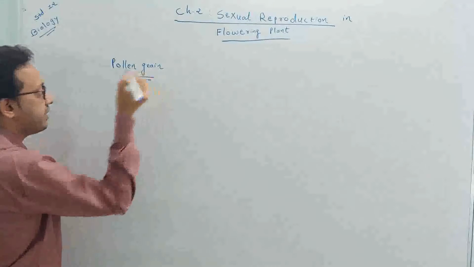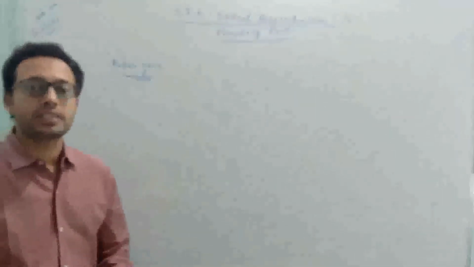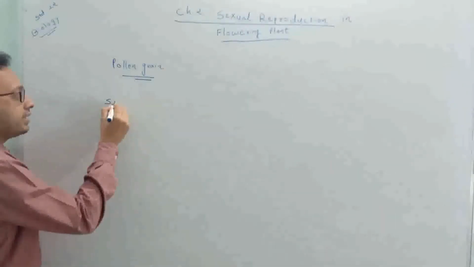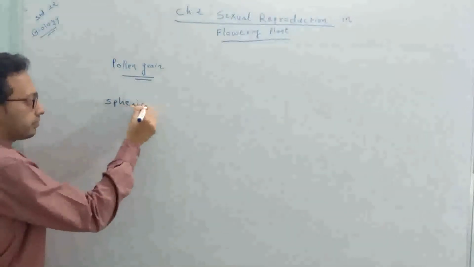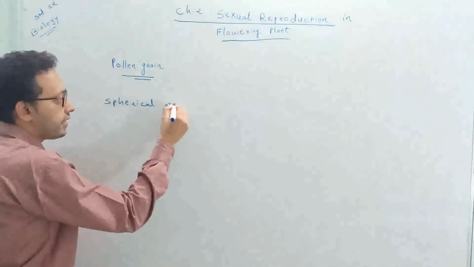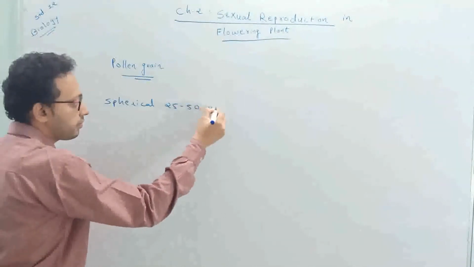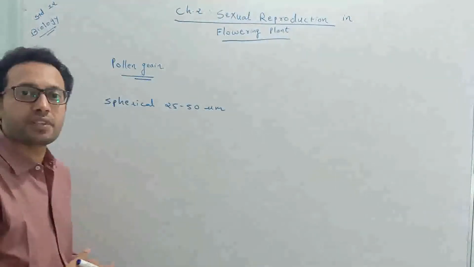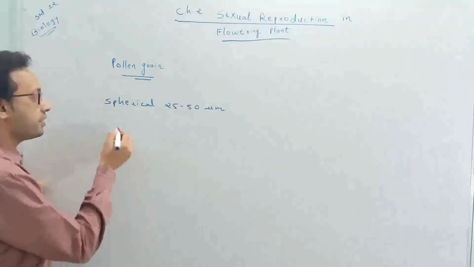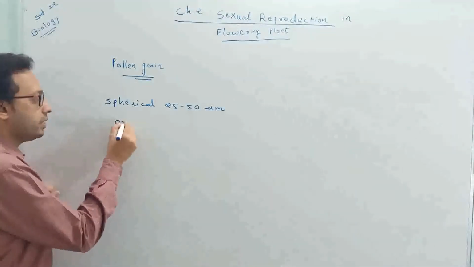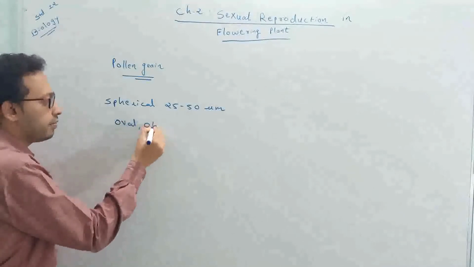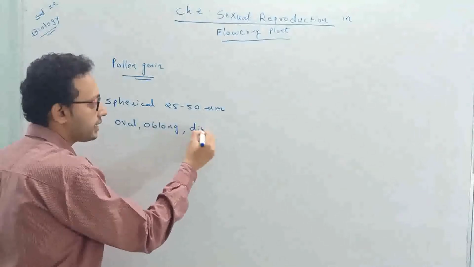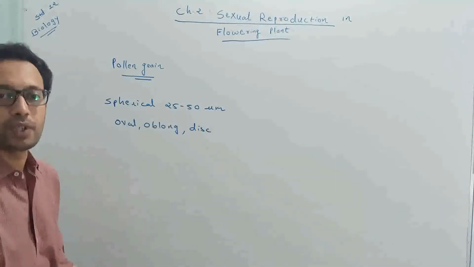I will briefly revise the different characteristics of a pollen grain. A pollen grain is usually spherical in shape, with a diameter of 25 to 50 micrometer. Apart from spherical, there are also different shapes of a pollen grain. What are the different shapes? It may be oval, it may be oblong, or it may be disc-like, etc. These are the different shapes of a pollen grain.